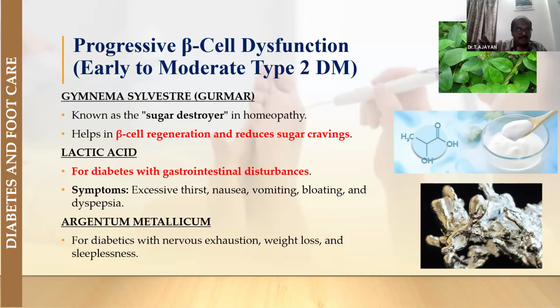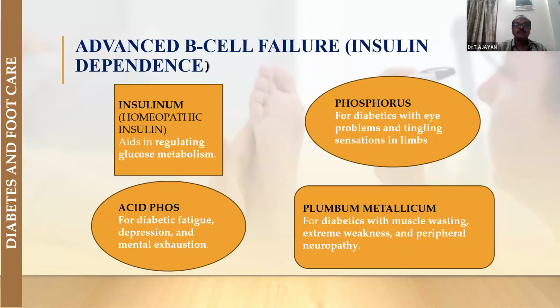Then there are a number of medicines. Medicine prescribed on the basis of symptomatology, the totality, is more effective to manage. That means a constitutional prescription is more effective. Then, for complications of diabetes mellitus as well as its management: for advanced beta cell failure, Insulinum, Phosphorus, Acidum phosphoricum, Plumbum metallicum.